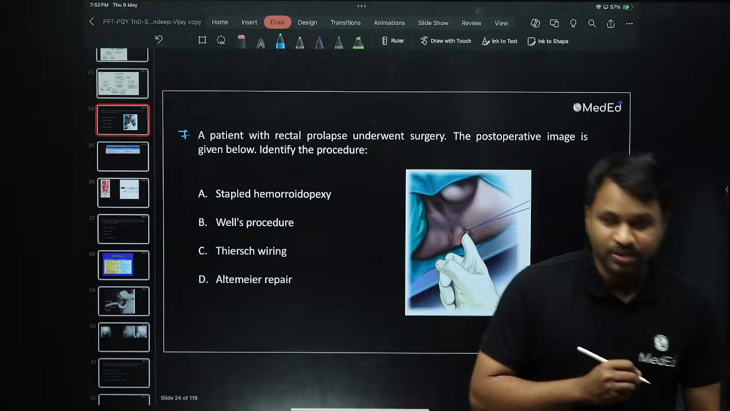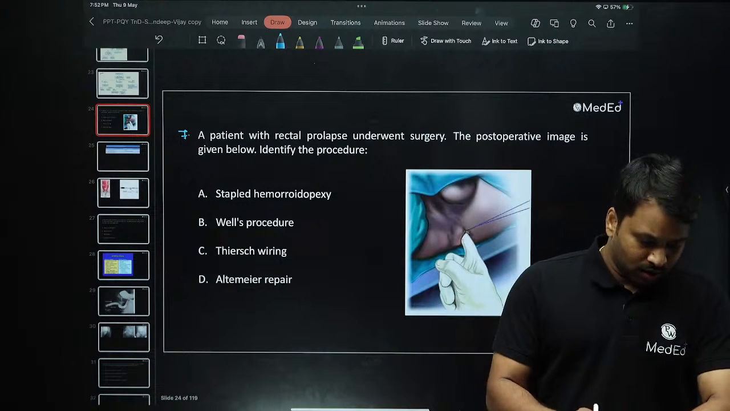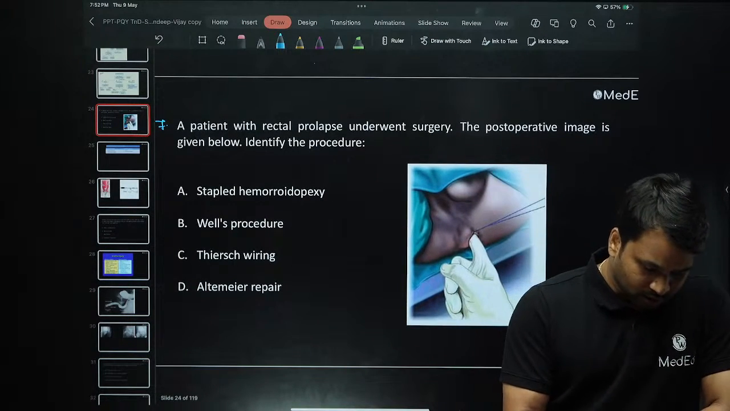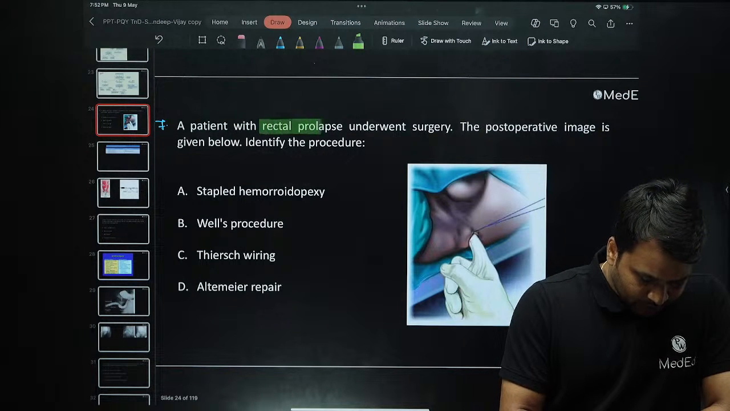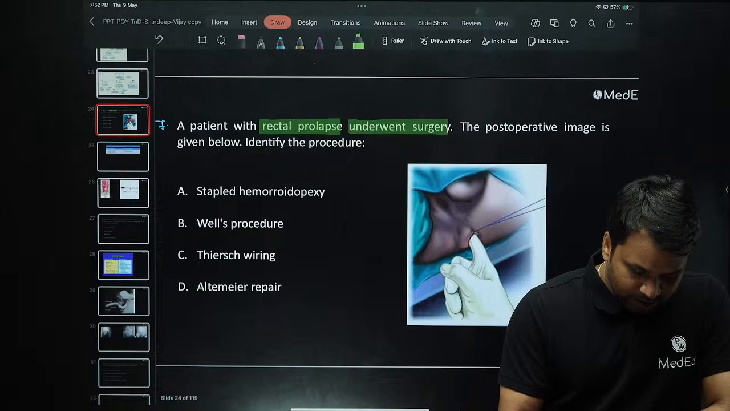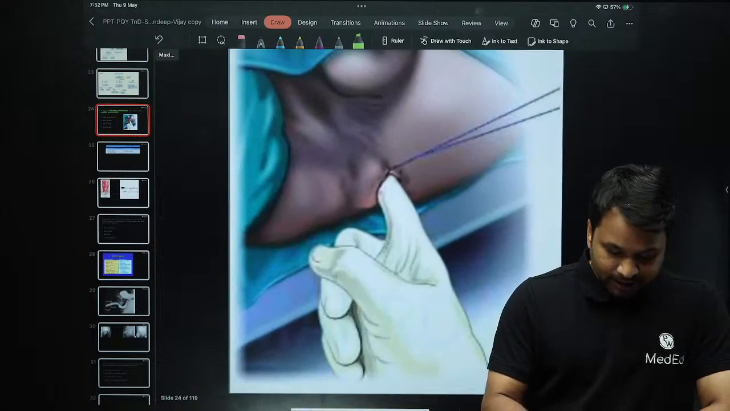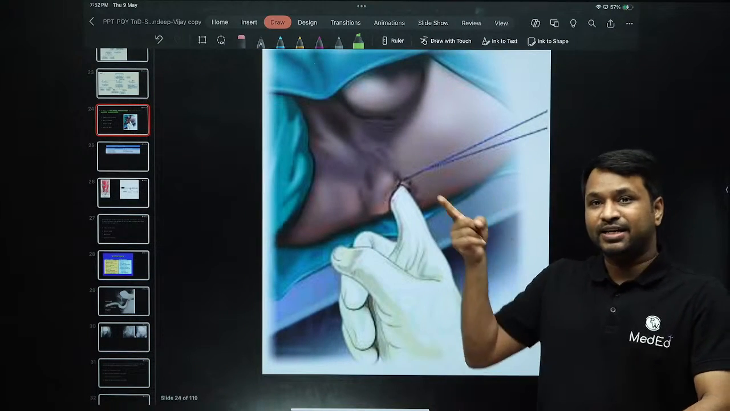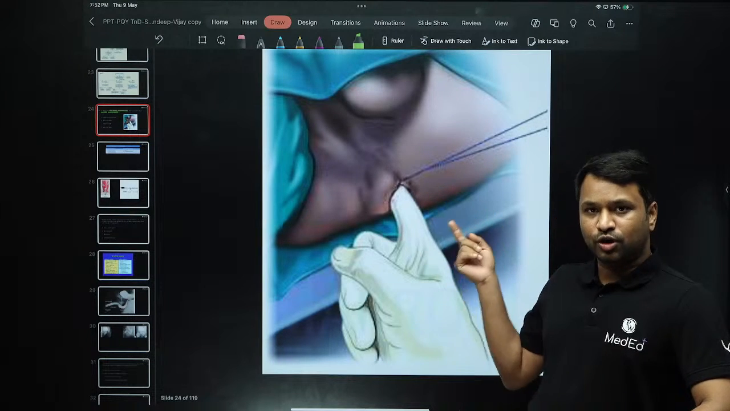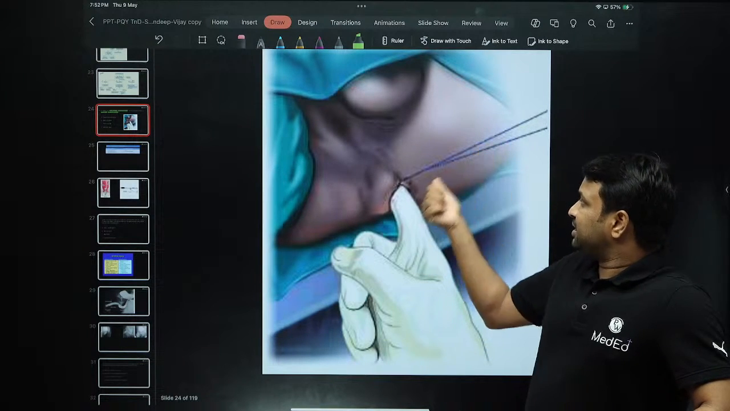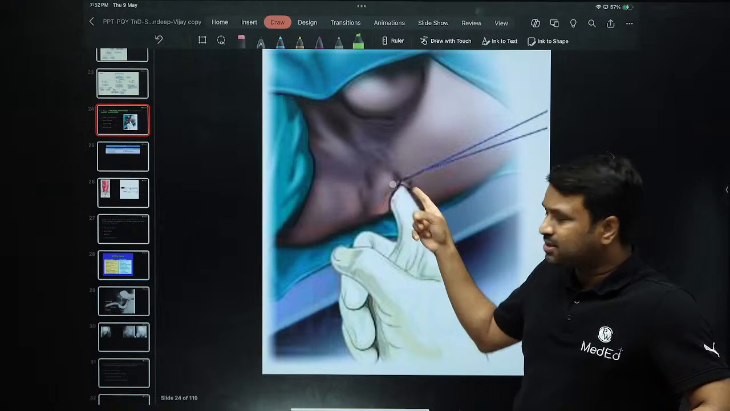This is going to be question number 7. We have a patient with a rectal prolapse who underwent a surgery. The post-operative image is given below. Identify the procedure. In this, what I can see is I have the index finger in the anal verge or the anal cavity, and then you can see there are two suture lines which are passing, and then there is a cerclage there.